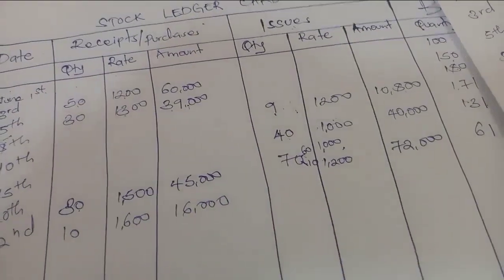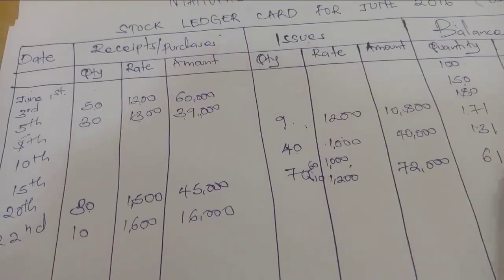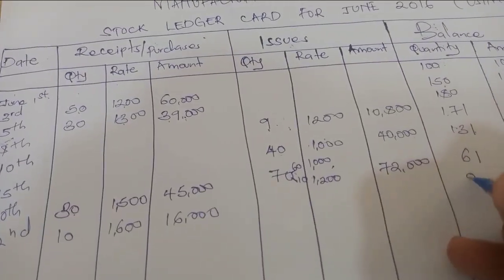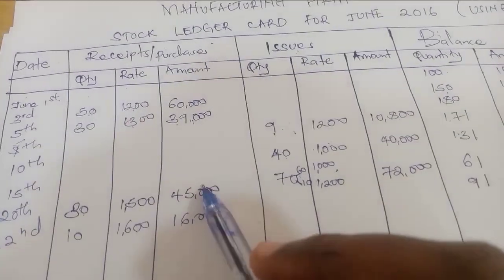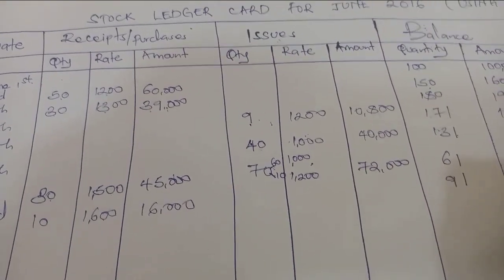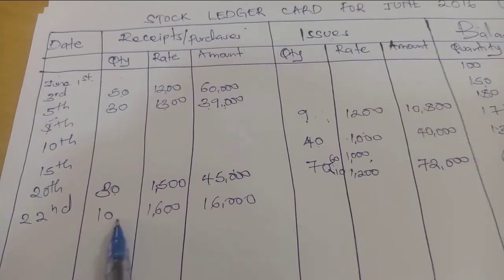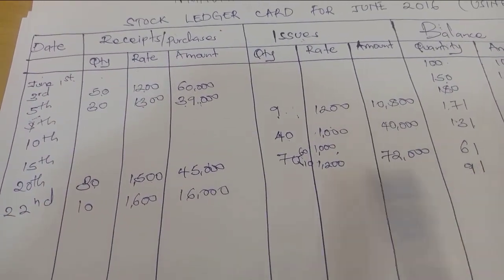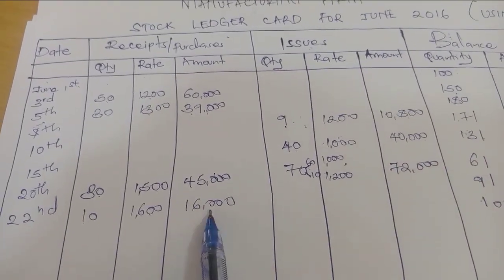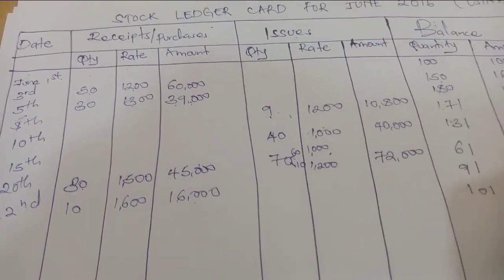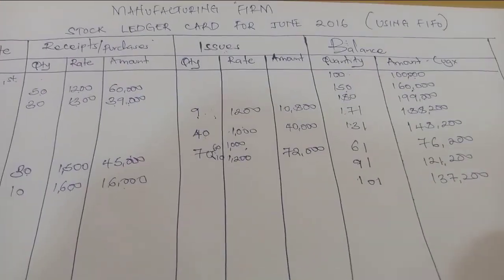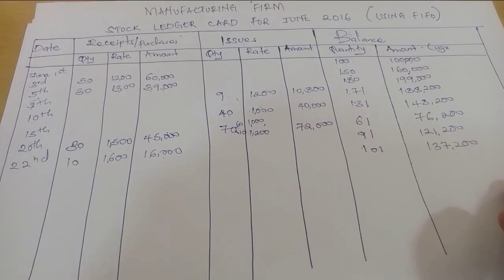Here we didn't get the balance. Here the balance is supposed to be this plus 30, which is 91. Then this plus this, which is 121,200. Then for this it's going to be 91 plus 10, which is 101. Then this plus this, which is 137,200. That becomes the balance. So we are still continuing.